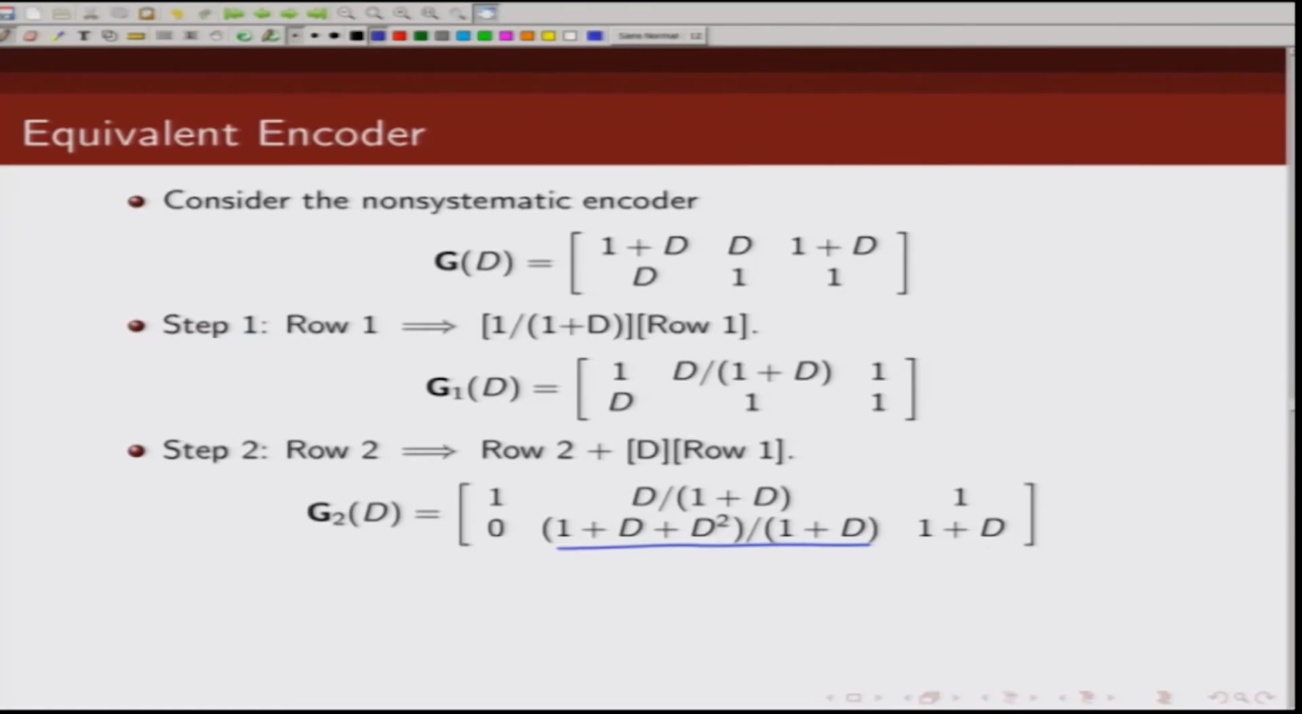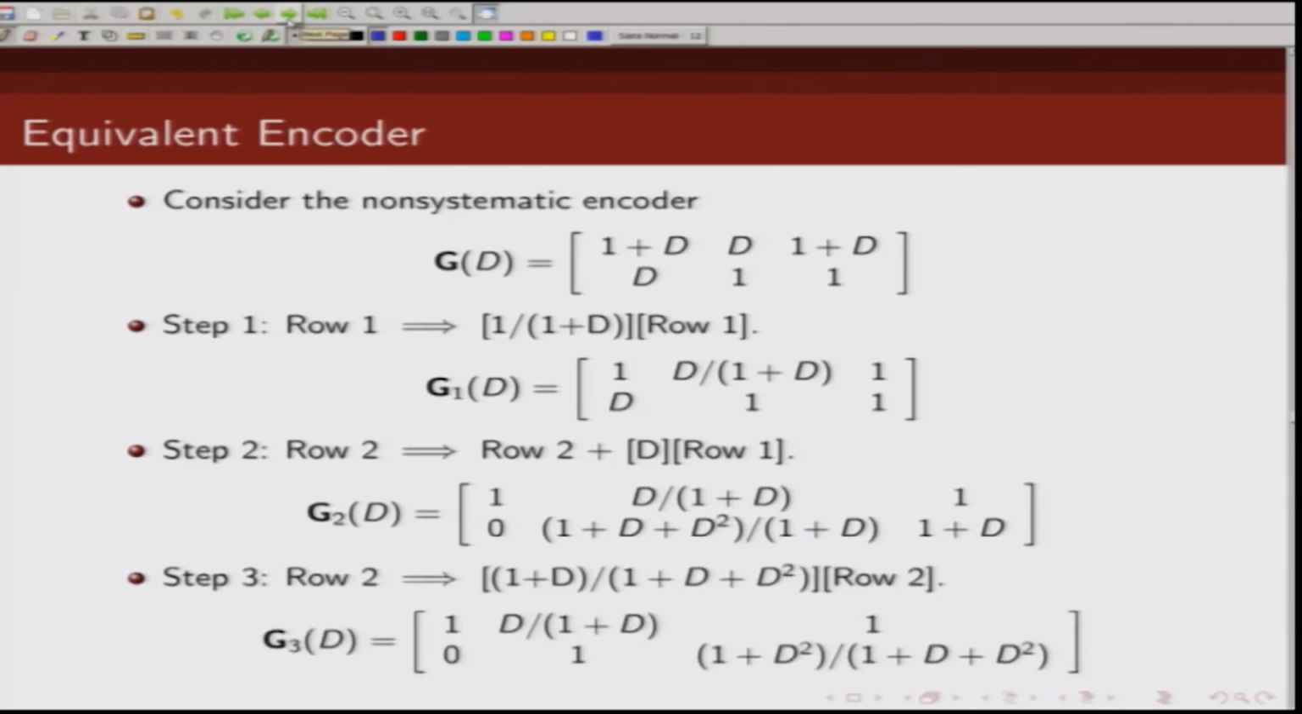Next, we want to get a 1 here, right? How can we get a 1 here? We will do the following transformation. For row 2, we will multiply row 2 by (1+D)/(1+D^2). If we do that, then this will become 1. We leave the first row unchanged. Here 0, if we multiply by this, it does not change. If we multiply this by this, we get a 1 here, and here we get this term.